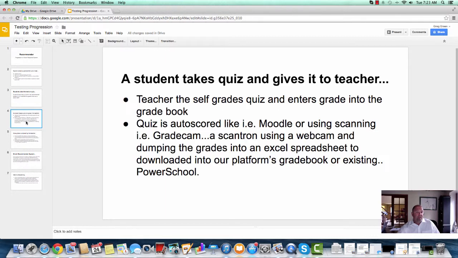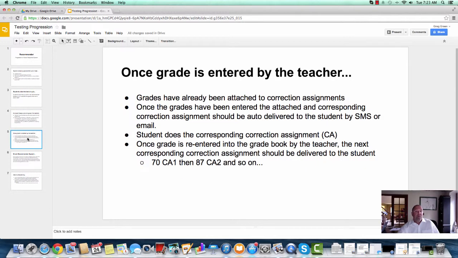Then the student takes the quiz and gives it to the teacher, or it's automated and auto scored like Moodle, or using a Scantron like GradeCam. Then the teacher self grades the quiz and enters the grade into the grade book. Once a grade is entered by the teacher, the grades have already been attached to correction assignments. Now, I imagine that grade book is going to be attached to that, which is what you're working on now.